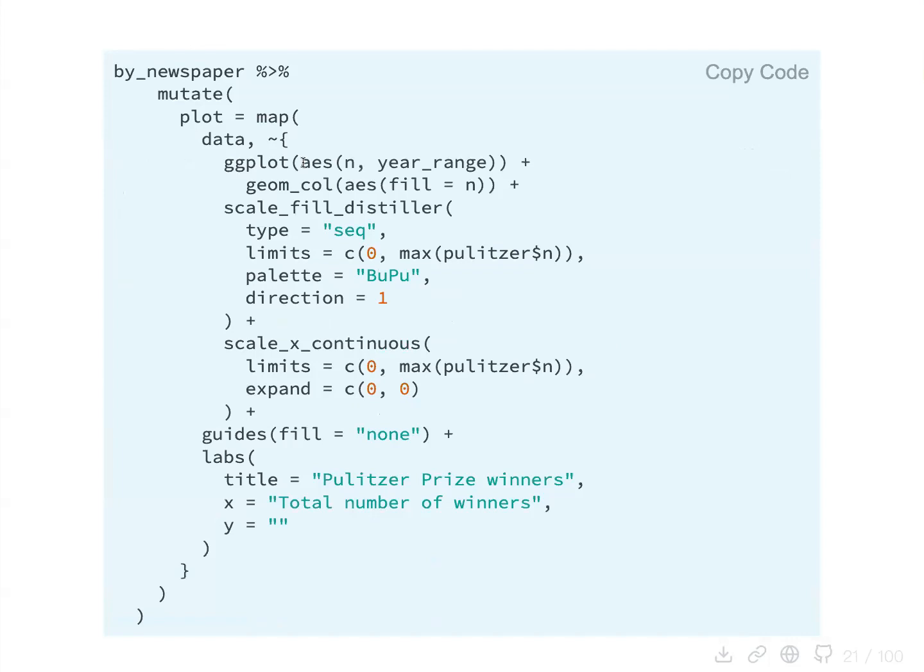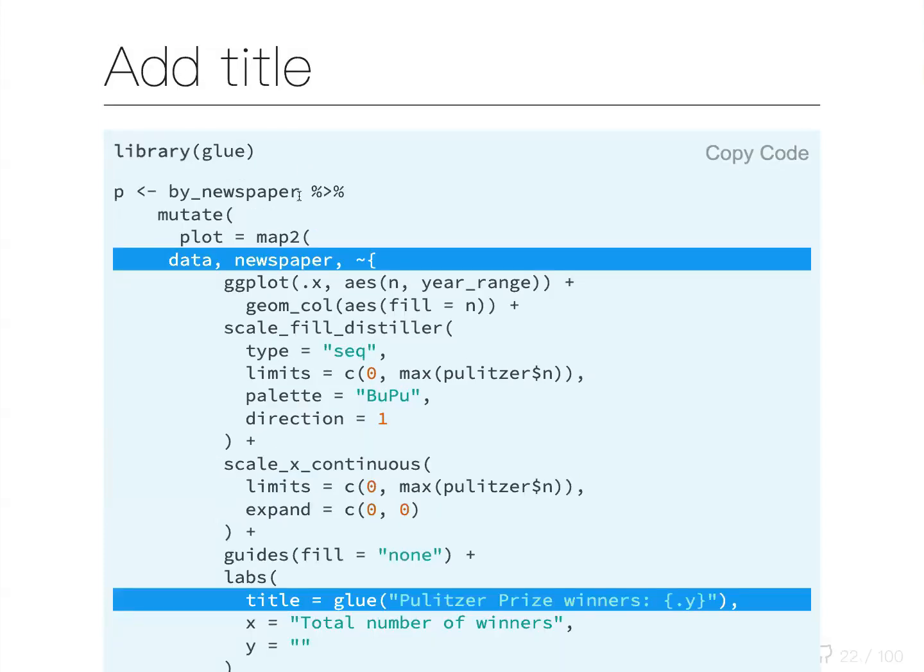Okay, so this is how we would do it if we're just using map, but that's not actually what we want, right? We want to vary the title as well. We want it to vary for each newspaper. So instead, I'm going to use map2 instead of map, and I'm going to loop through data and newspaper. This time I actually have my .x for my data, right? And then for my title, I'm using a function called glue here.